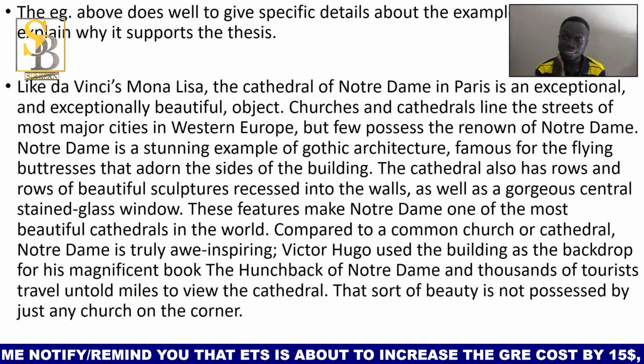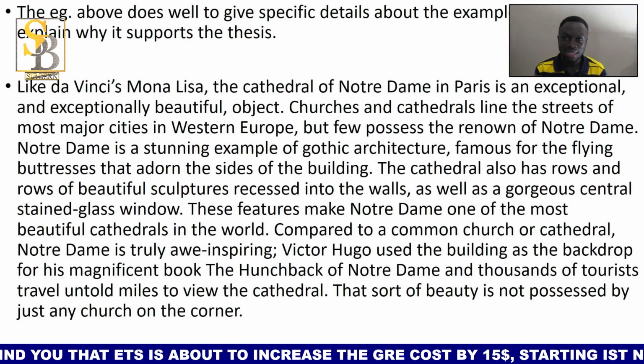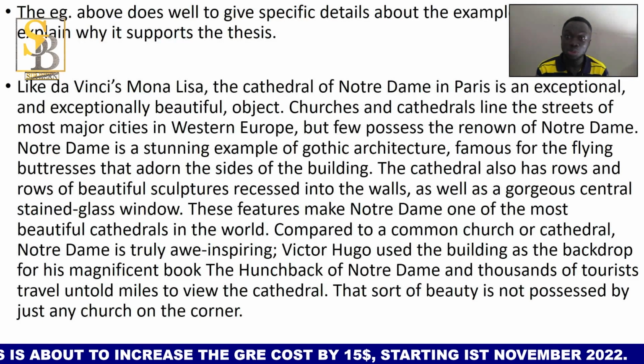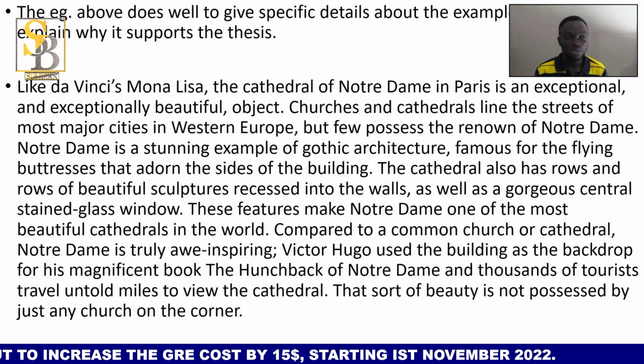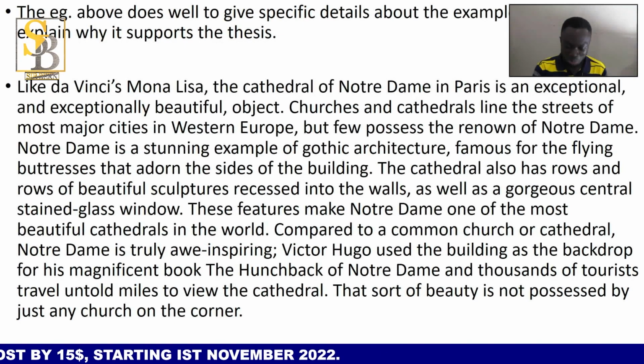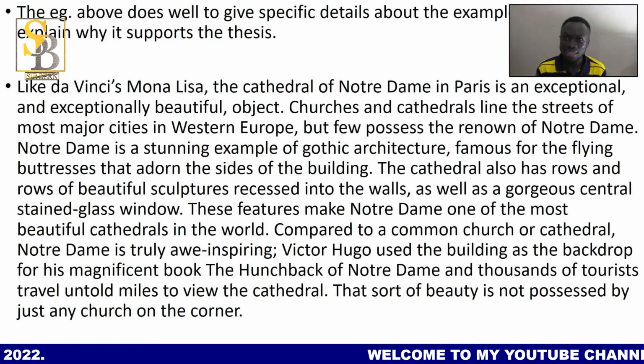So we can see from this second one that it is trying to explain how these examples support our thesis. People are traveling all across the world to come and view it. If it was common, why would you travel to go and just view a common thing? No. So it means it's an exceptional thing. Then this beauty is not possessed by just any church in the corner. Many churches line up the streets of Western Europe, but the renown that Notre Dame has, no other church has. It is showing that this is exceptional.